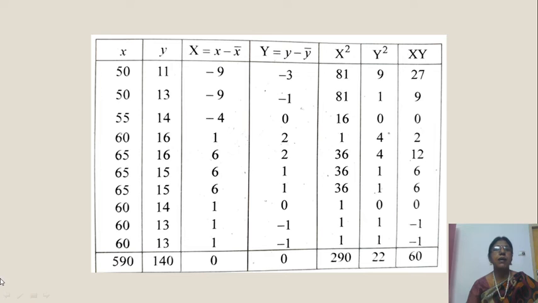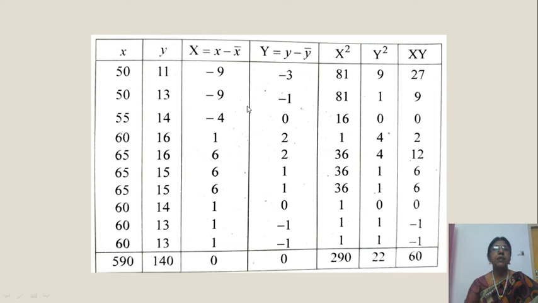Like this, x value, y value, capital X is x minus x bar, capital Y is y minus y bar, then x square, y square, xy. You get sigma xy is 60, sigma x square is 290, sigma y square is 22. So substitute these values. X bar is 59 here. That's why capital X is x minus x bar, which means x minus 59.